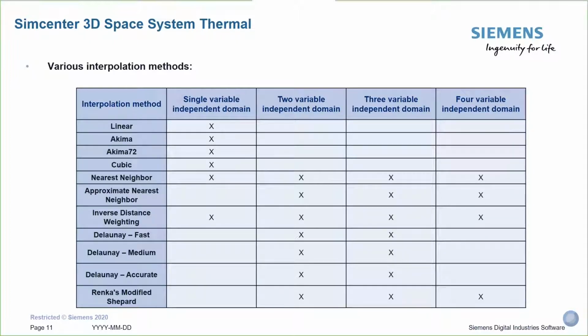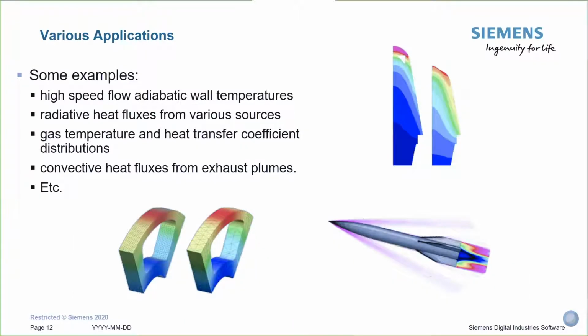Now, if you're hand coding a Fortran subroutine to do this, or if you're using the solver input cards, you usually only have access to 1 or 2 interpolation methods. In Simcenter 3D, we have access to all these different interpolation methods that are quality tested every release. So you're sure they are giving you accurate results every time. They're bug-free. Depending on the number of variables you have, some of them are available or not, depending on the scheme.